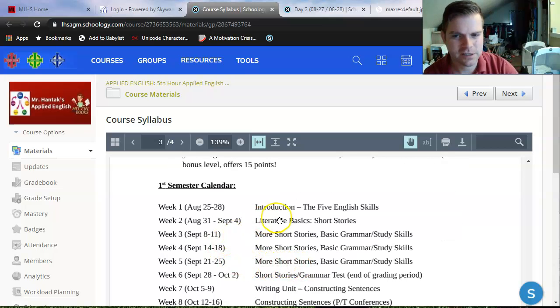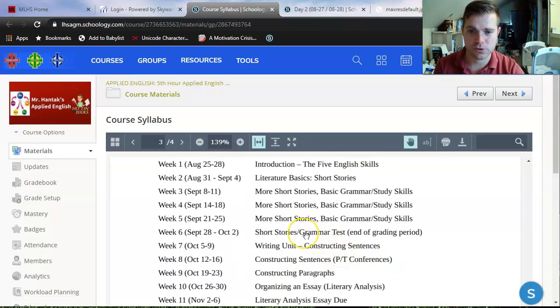I hope you've had a chance to look through the semester calendar. Really just 3 units. So you'll notice weeks 1 through 6, we're looking at short stories, some really basic grammar and study skills just to make sure you feel prepared for high school. Notice that grading period ends with a test. That test is going to cover a short story, so I'll give you a brand new short story to read and analyze on that test. It's also going to cover the grammar that we focused on in the first few weeks. It's also going to cover vocabulary from the first few weeks as well.